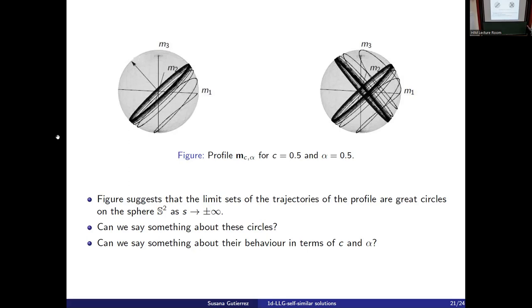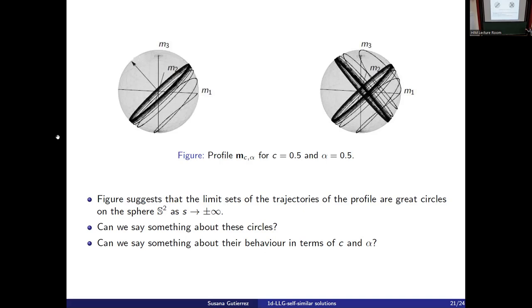And the question is: is it true? What can we say about these two circles, and about the behavior of these two circles in terms of the parameters of the equation? We can do something, but not much. We can prove analytically that what we observe is true, in the sense that the trajectory lies on a great circle when s goes to infinity. And these two circles that you see are different, and we can say that they are different for a certain range of the parameter C.